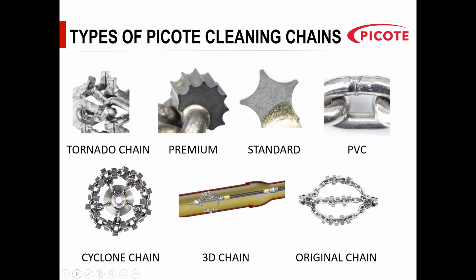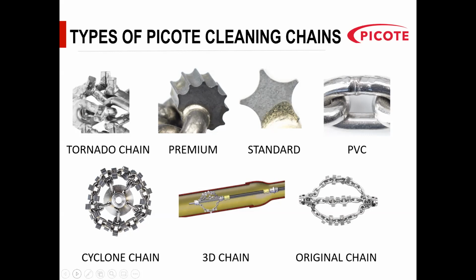We've also got then types of chain. So the cyclone chain has a fixed internal diameter. So with the torque and the speed, and the centrifugal forces that are created by high-speed cleaning, that will open out like a parachute, and it will come into contact with the pipe wall, and it will move any debris, etc. there.